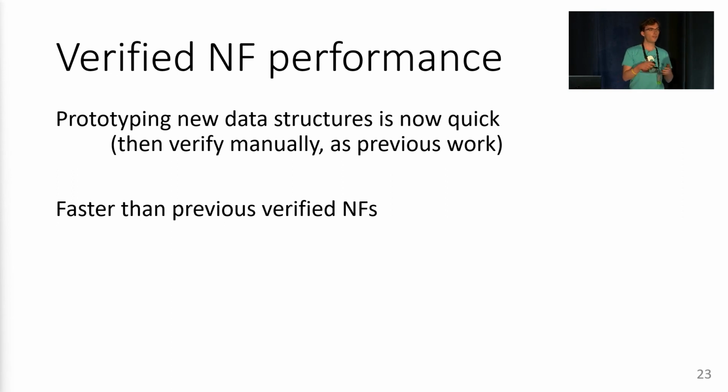With Klint, all you have to do is write your new data structure, then write contracts for it in terms of maps, and the tool takes care of the rest. So now our network functions are faster than previous verified network functions, and in fact, they're faster than the baselines like Click that previous work used but could not beat.